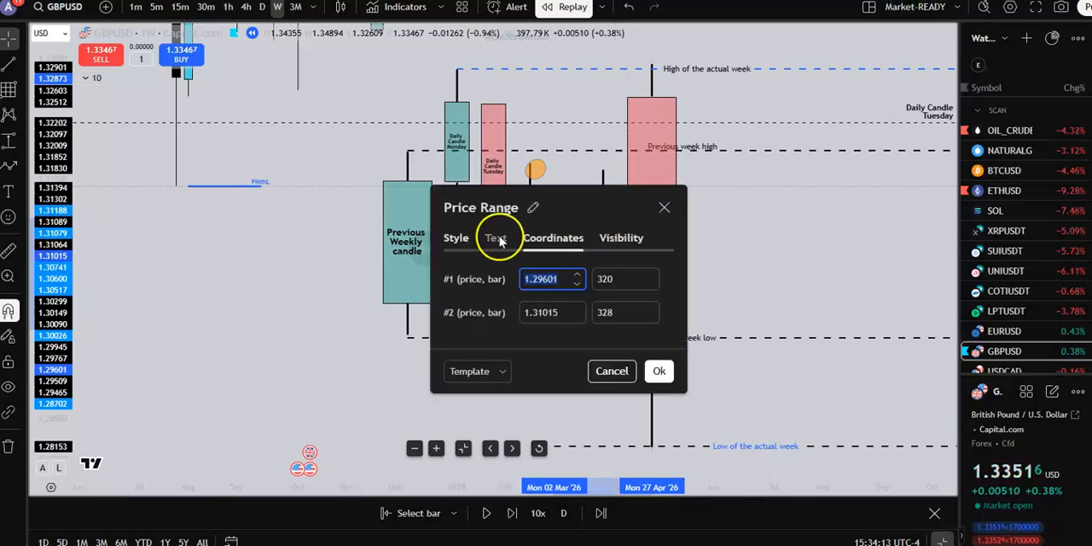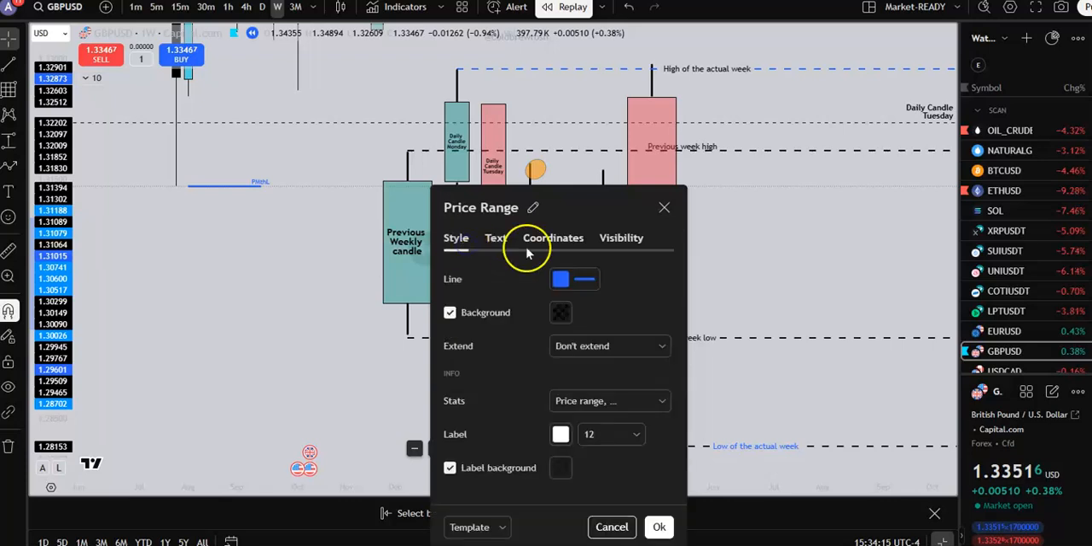Okay, I wanted to see this. Is there a way to not see the coordinate? Background, label background, price range, and the price stat. No. Yeah.